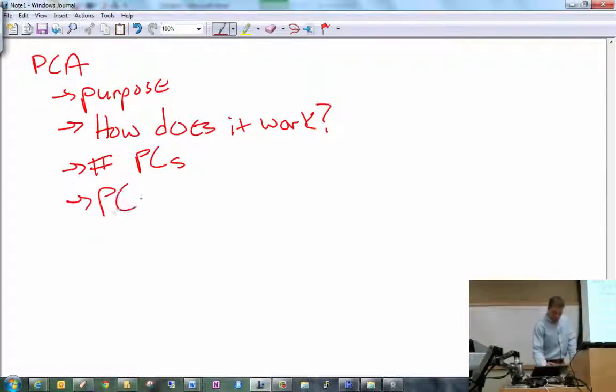Then, how do we find the principal component scores? And what do we do with them? Well, we often plot them. Because now this gives us a graphical way of seeing what our data looks like in a smaller number of dimensions.